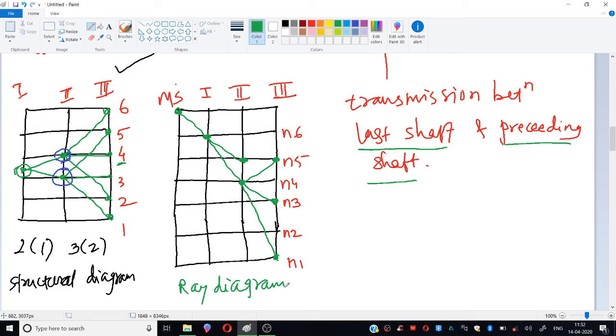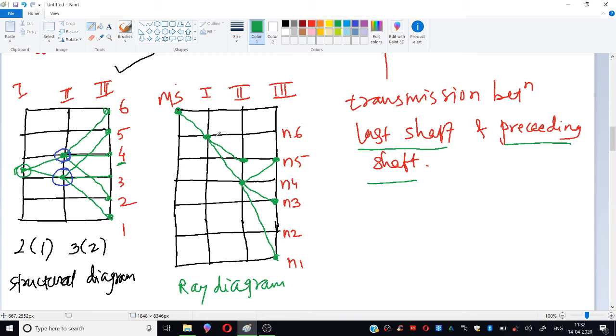but the only thing is that it is a relation between the last shaft and its respective preceding shaft. Now here we have selected N1, N3 and N5 as per our structural diagram, those were the lowest speeds. After that, we have added +1 in this ray diagram, meaning instead of the third point we have taken the fourth. Then we have taken the fifth point, that is N5, and at the end we have selected N6, and from that N6 we have joined to the motor shaft. So this is the ray diagram which is asked for 5 marks.